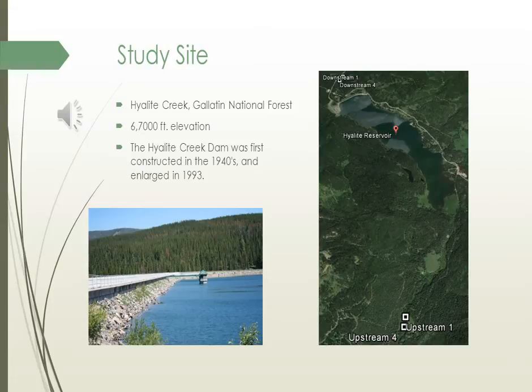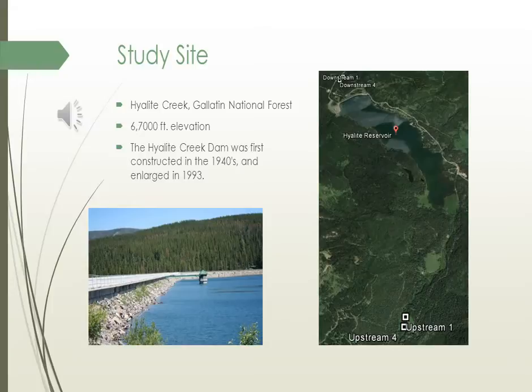So, are we seeing any of these effects in Hyalite Creek below the Hyalite Dam and Reservoir? It's the perfect study site to investigate these claims. So, the creek and reservoir are in the Gallatin National Forest. It's a montane stream at 6,700 feet in elevation. And the dam was first constructed in the 1940s and since enlarged in 1993.